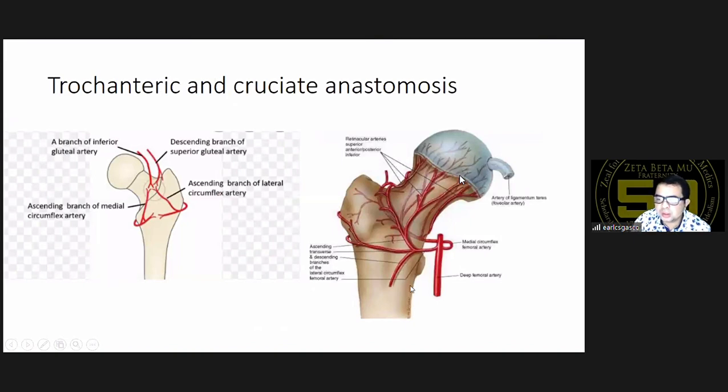Your cruciate arteries are on this side, at the lesser trochanter. Medial circumflex, lateral circumflex, and the profunda femoral artery. These are important collateral arteries to the supply of your femoral head.